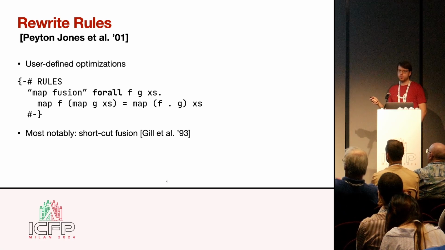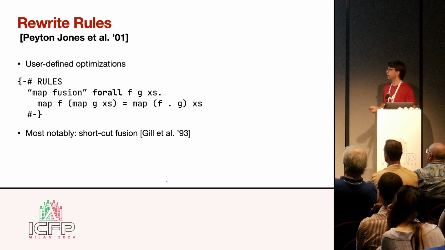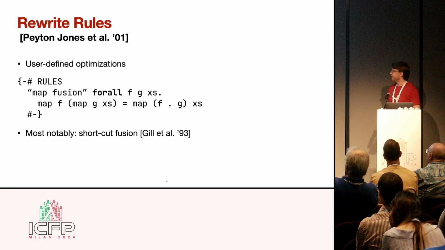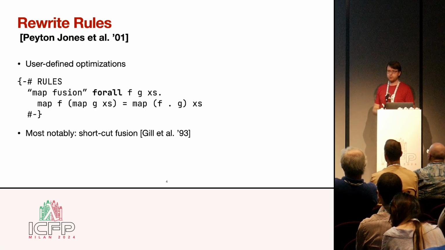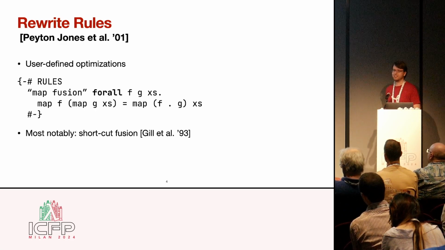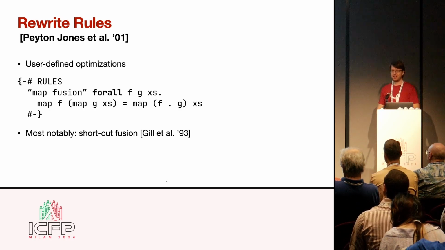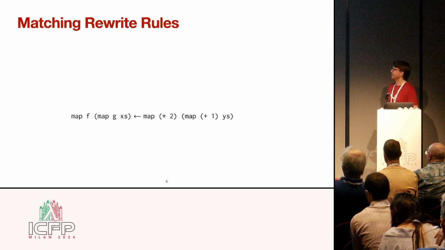So the most notable application of this, I think, is in shortcut fusion, as described by Gill et al. in '93. And I think this is actually one of the original motivations for implementing rewrite rules in the first place. It also precedes the general descriptions of rewrite rules, but I wasn't around at the time, so maybe other people can tell you more about this.